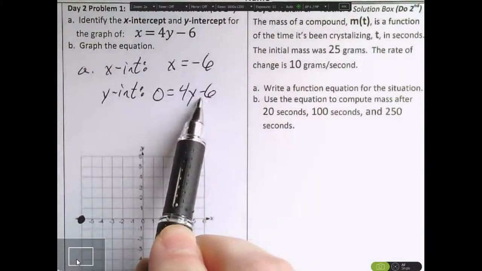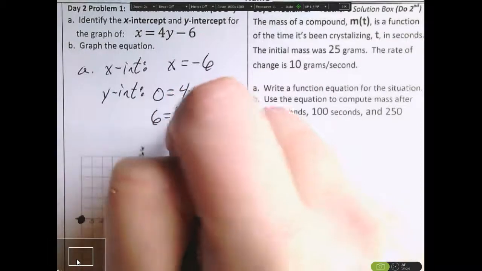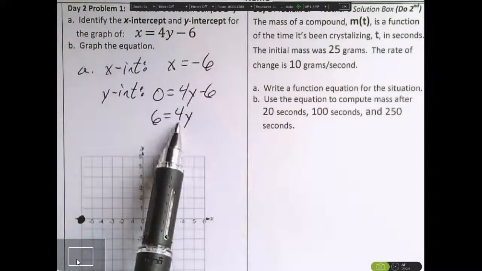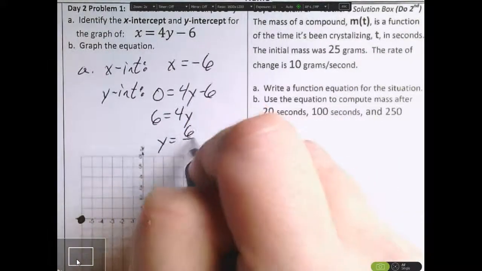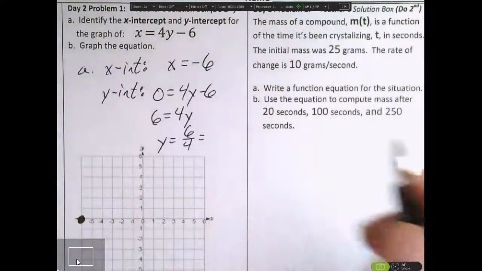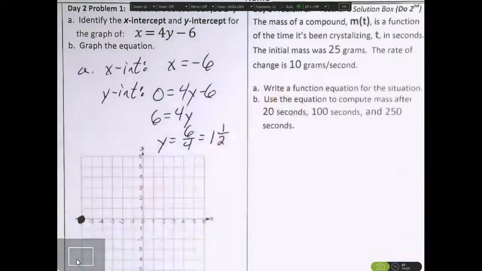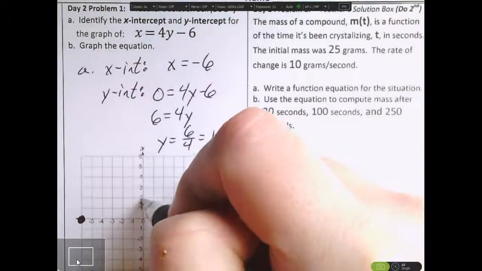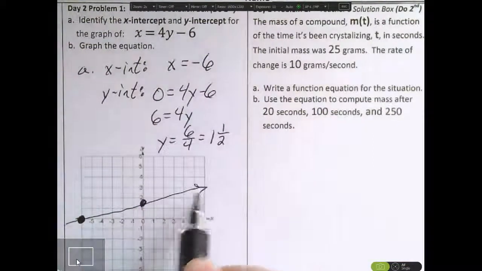Now we can add 6 to both sides of this equation. That will be 6 equals 4y. And then divide both sides of this equation by 4. And so we have y equals 6 divided by 4, which reduces to 3/2, which changes to the mixed number 1 and 1/2. So y equals 1.5. On the y-axis, 1.5 is right here. Drawing through the dots, there's the line.